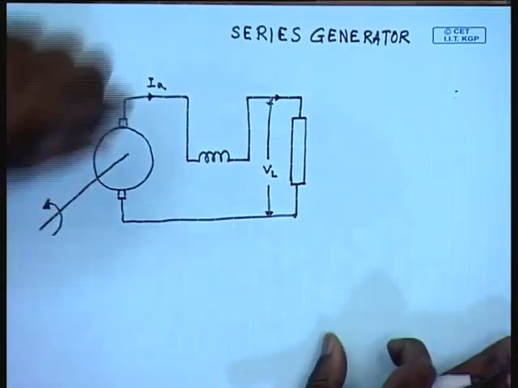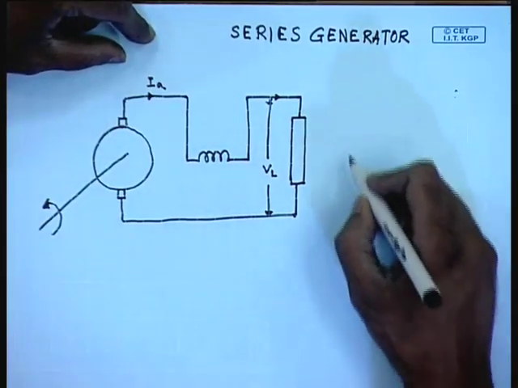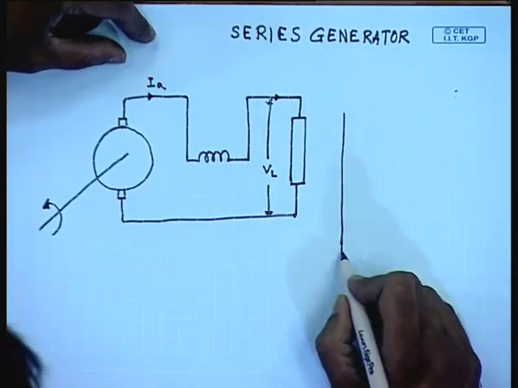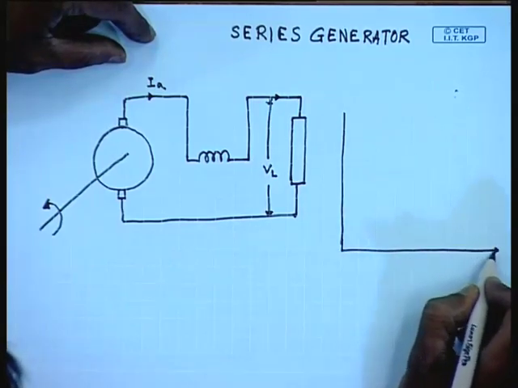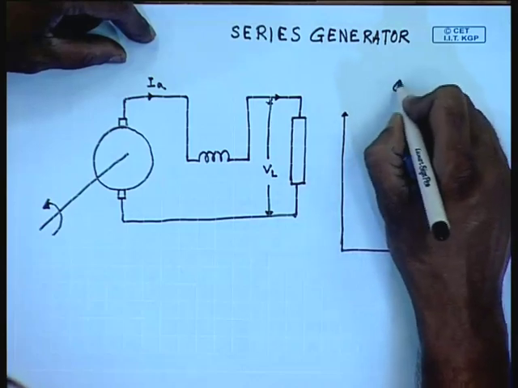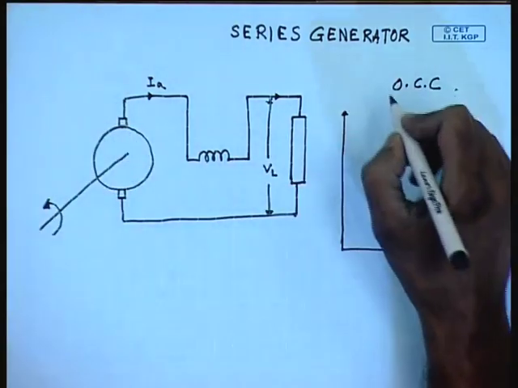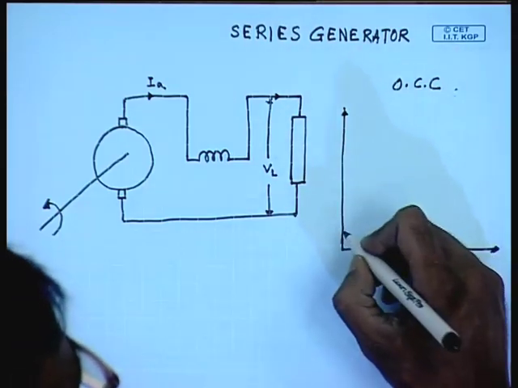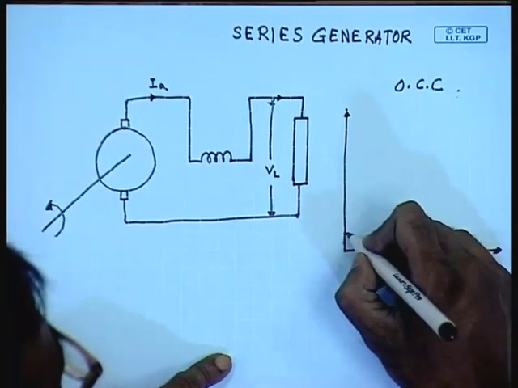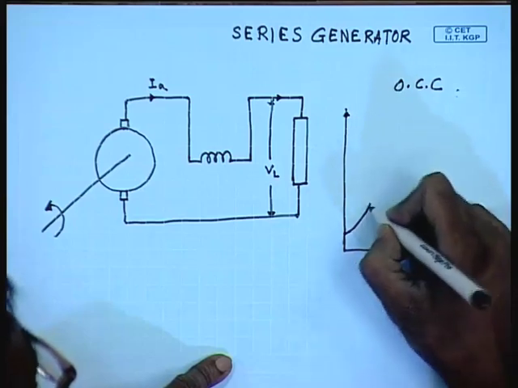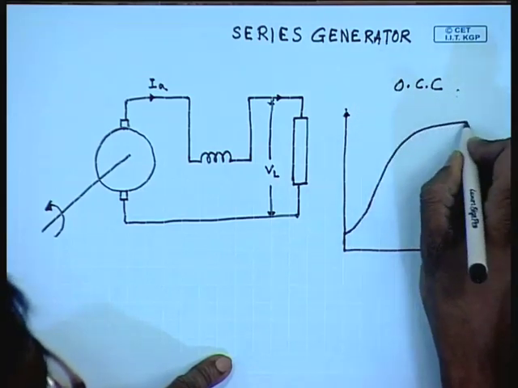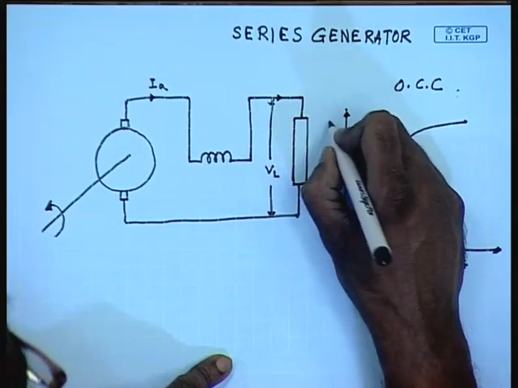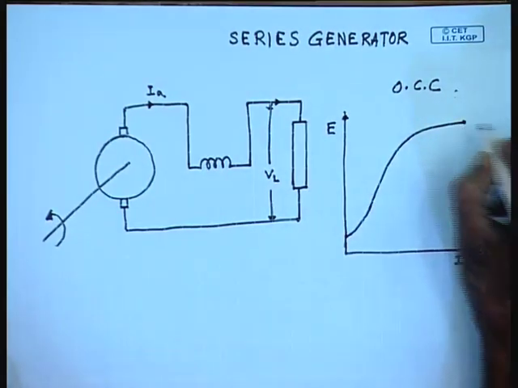Just as a shunt generator, it is possible for a series generator to self-excite. In order to get the open circuit characteristics of this generator, the field winding is disconnected from the supply and excited separately from a separate DC voltage source, and one can obtain the open circuit characteristics, that is, the plot of field current versus induced voltage, like this.